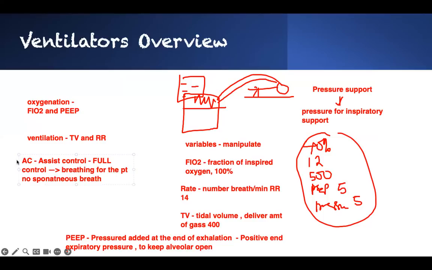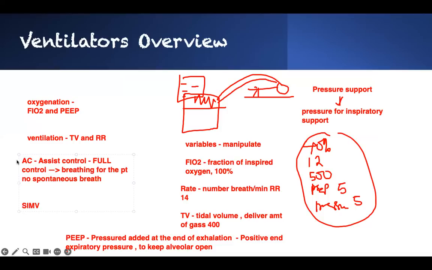Even though it's called assist control, you are not breathing on your own. So if they say the patient is on assist control and is not breathing, yes, because that is the definition of assist control. You're not supposed to take a breath on assist control mode. You may try to take one, but the machine will detect it and say, no, you're trying to breathe, I'll breathe for you. So there's no spontaneous breath in this mode. Very, very important key that you're supposed to understand.